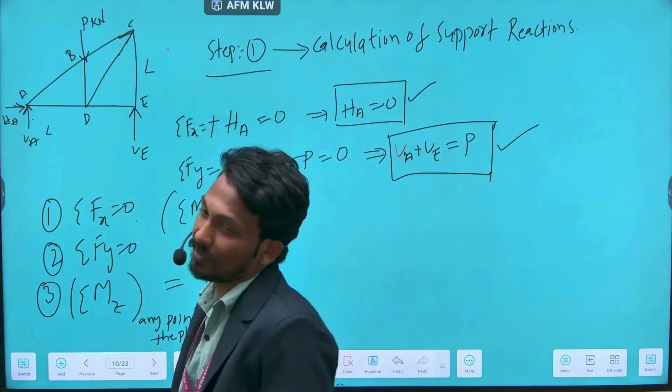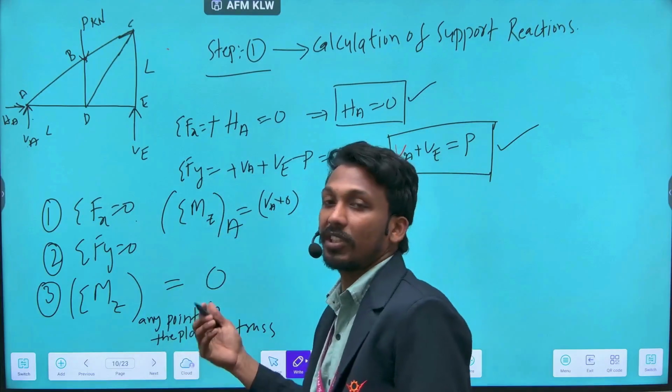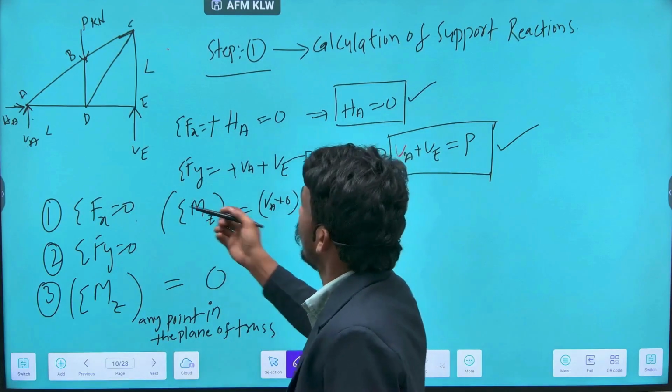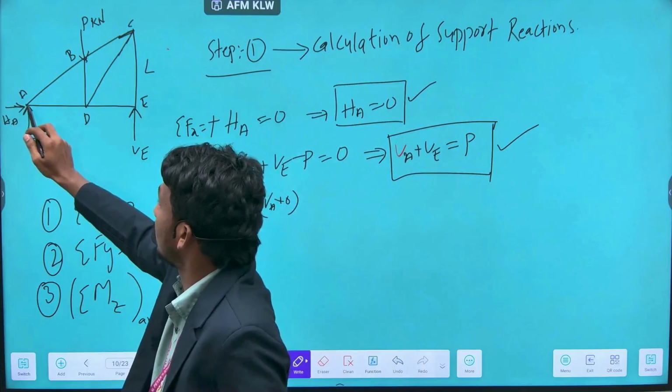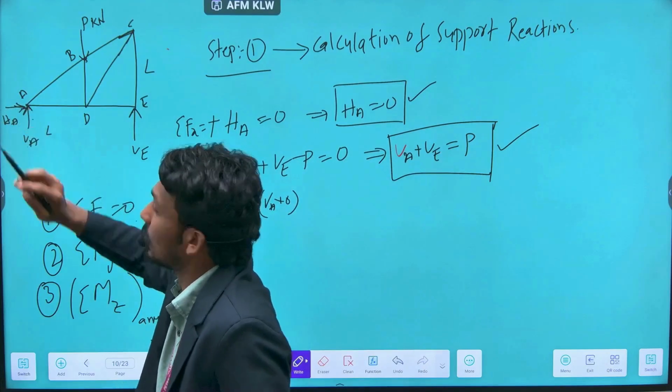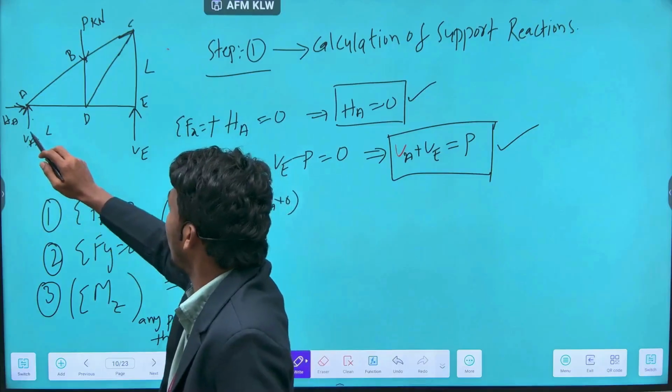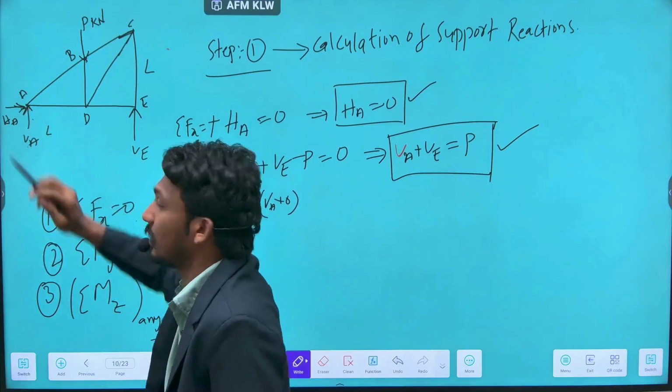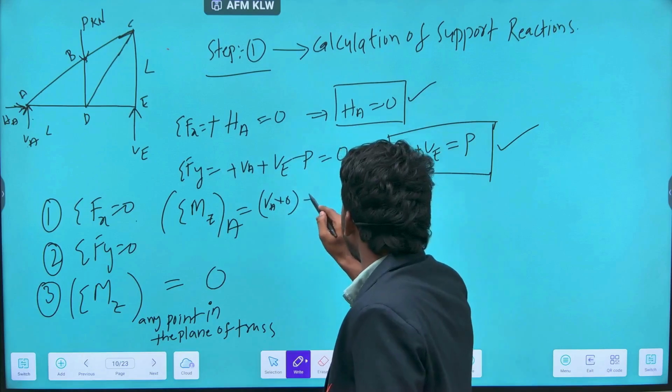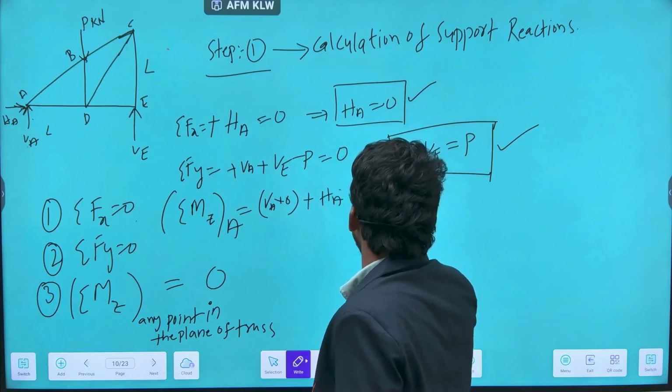Now VA into 0 is 0, whether it is positive or negative doesn't matter. Again, HA into perpendicular distance is 0, because HA is passing through this point, so the perpendicular distance is 0. VA is passing through this point, the perpendicular distance is 0. So the calculation has become easier. HA into 0.